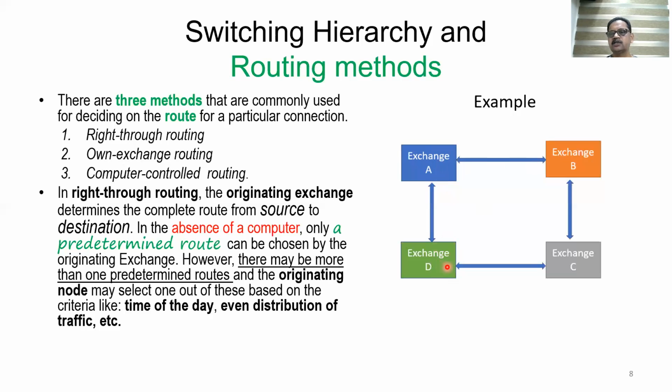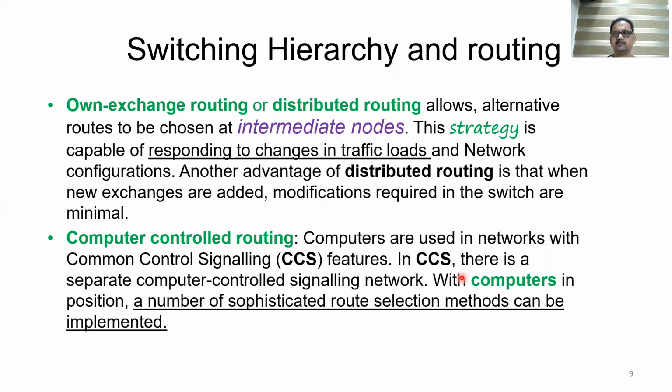So it also ensures overflow control and even distribution. It should not overload this one route, and at the same time, it should not overload this route A to D also. So it will search for even distribution and it will see the time of the connection also. So this is the right through routing mechanism.